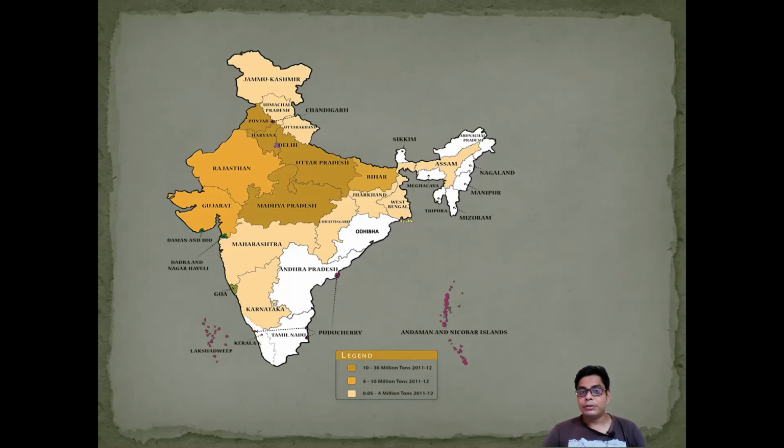UP is the first position, remember it, Punjab is the second position, Madhya Pradesh is the third position, Haryana is the fourth, and Rajasthan is the fifth position. Up to the fifth position you should memorize and use this data while writing the answer, if a question comes about the status of wheat cultivation in India. You can make sure of it.